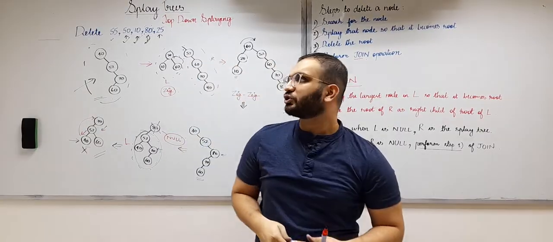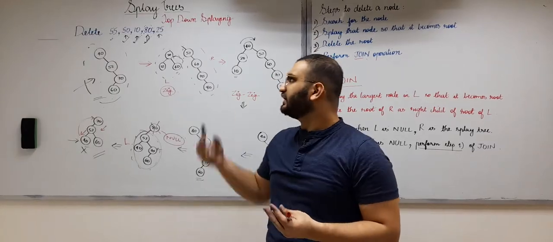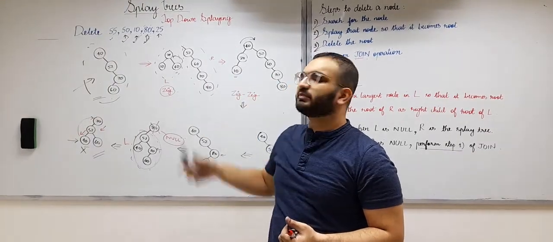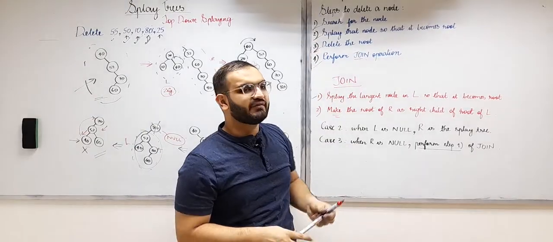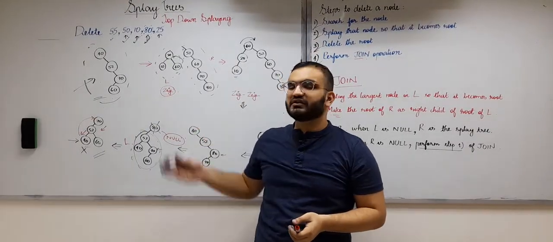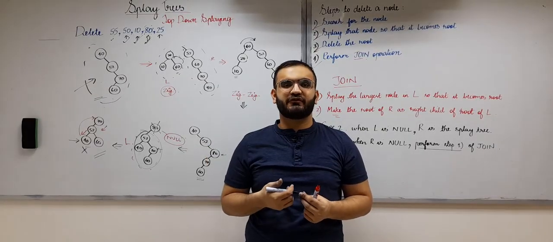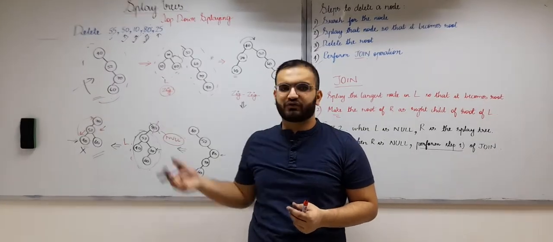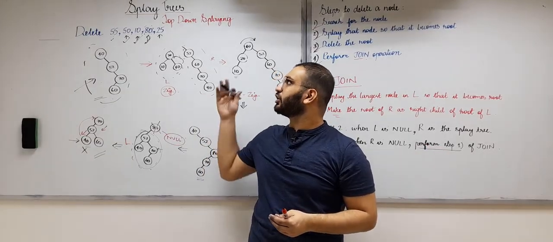So this was all for top-down splaying. We saw different cases that we can encounter while deleting an element using top-down splaying in splay trees. We saw all these three cases, and we also saw a fourth case where the node that we want to delete is not present in the tree, an example of unsuccessful search. In that case, what we do. So we saw all these four cases, and this was all for top-down splaying.